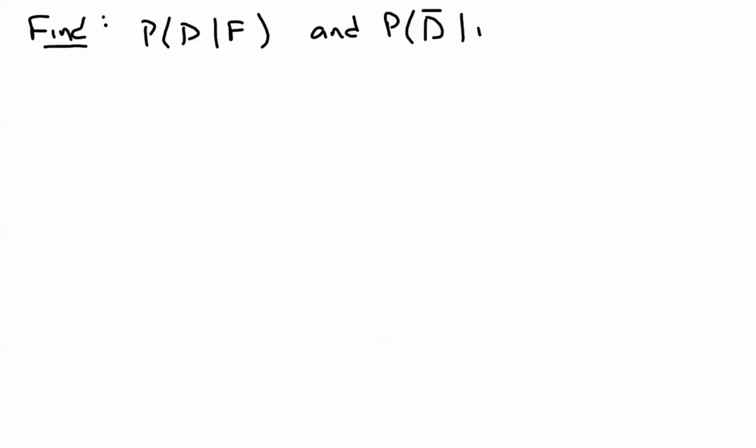I want to find two things for this particular example. I want to find the probability that the part is defective if it fails the test, and find the probability that it is not defective given that it does not fail the test. I want to find those two probabilities.